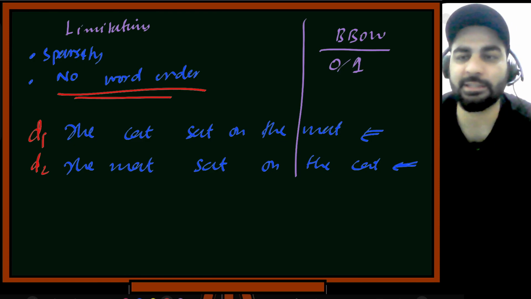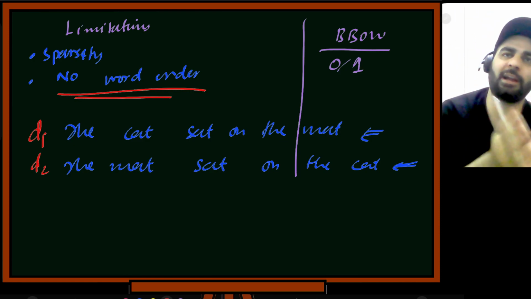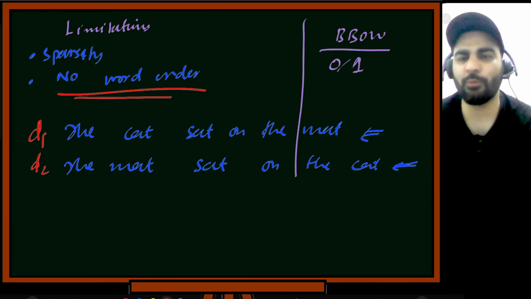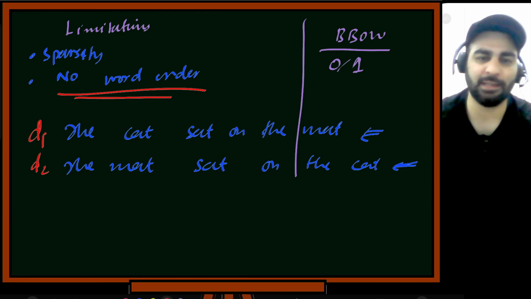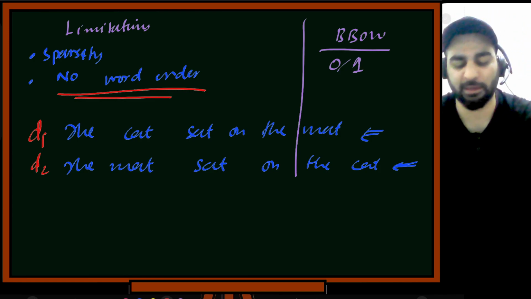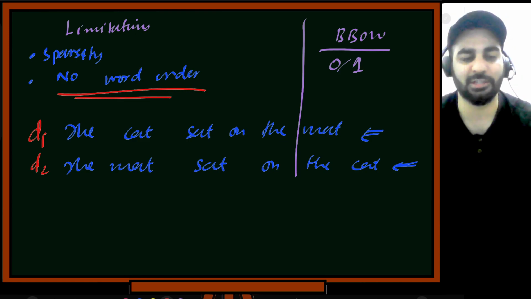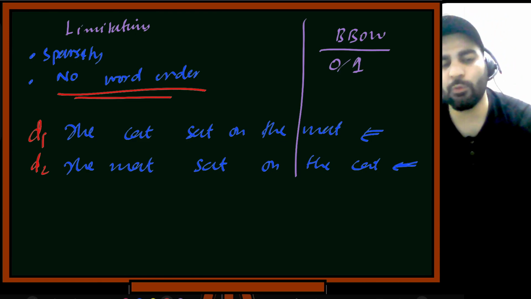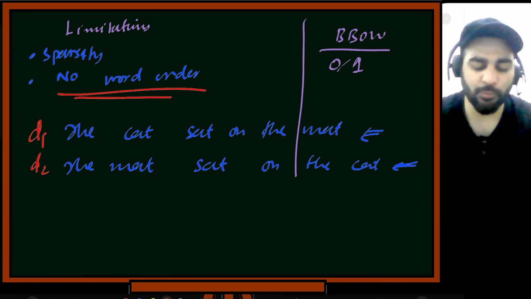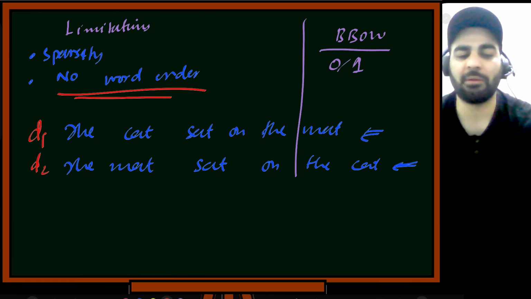Our first step was to find vector representations of these documents. We said, okay, let's come up with a simple technique. One technique was bag of words. That was simpler. Now we are trying to see what the limitations are and whether we can somehow overcome them. One is sparsity: the vector is very sparse because the vocabulary is usually very large.